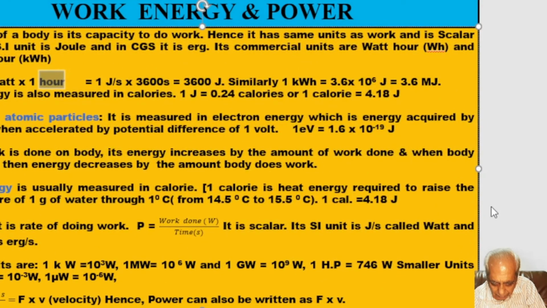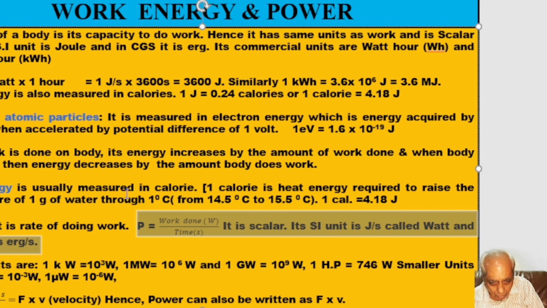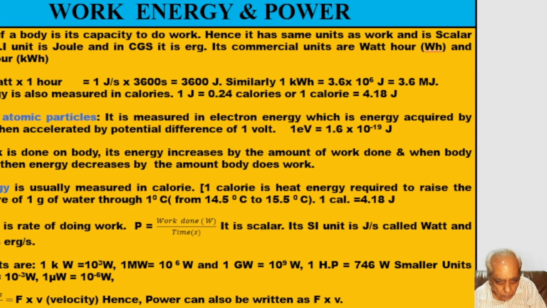So if you are doing a work of 1 joule in 1 second, then we say that the power is 1 watt. So power is the rate of doing work. Power is work done upon time. So if 1 joule of work is done in 1 second, then we say the power is 1 watt. And if 1 watt is the power, it means you can do 1 joule of work per second.